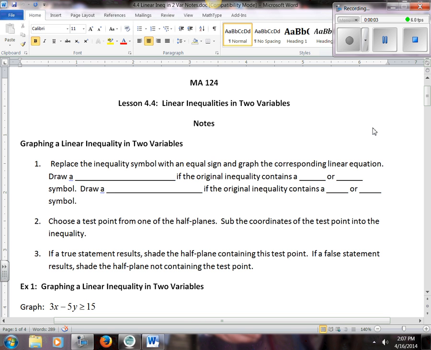This lesson is from Mrs. Cucci's College Now College Prep class. We are on lesson 4.4, linear inequalities in two variables, and we are going to be finishing up this unit with this lesson.